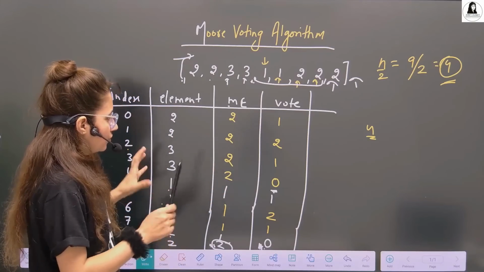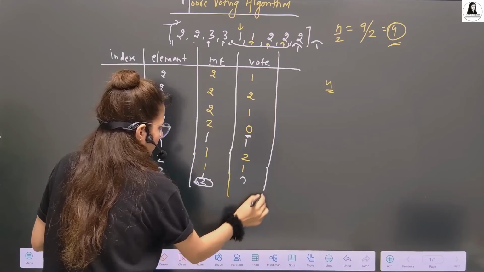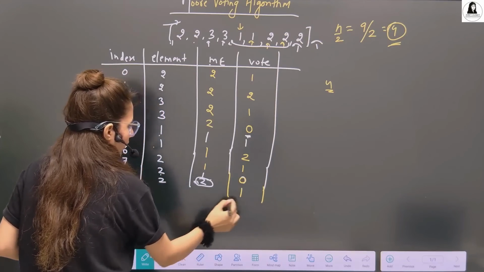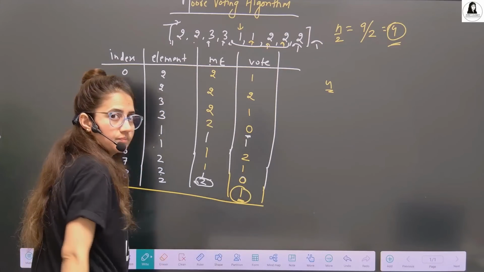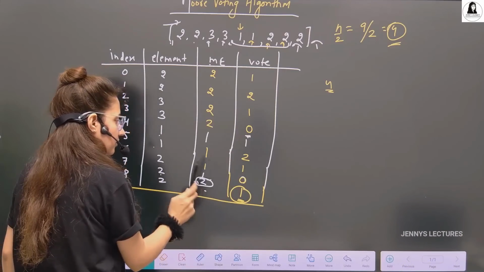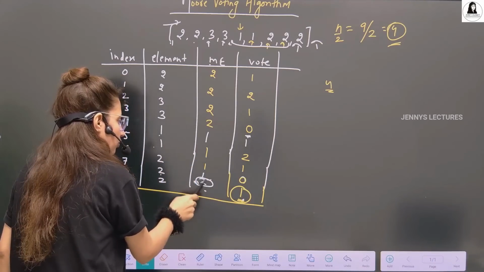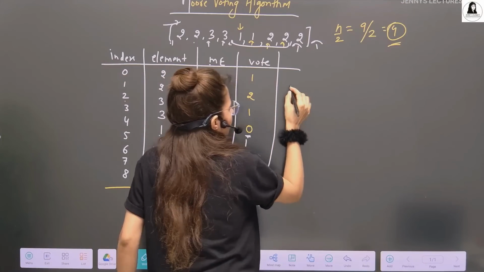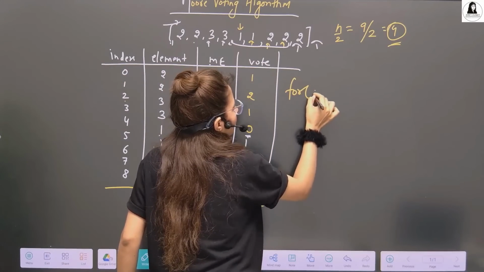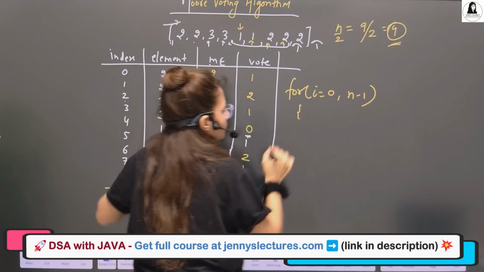Now this approach, how to write it down. Let me show you. So at last we are having this 2 as the majority element, and the vote is 1. It's not 0, it's 1. At last it would be something like 1, 2, 3, and whatever element you have, that would be the majority element. Now how to write this? Obviously, we need a loop from 0 to n minus 1, that is for sure.